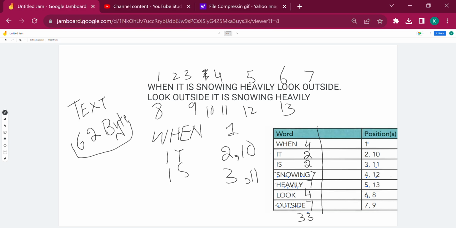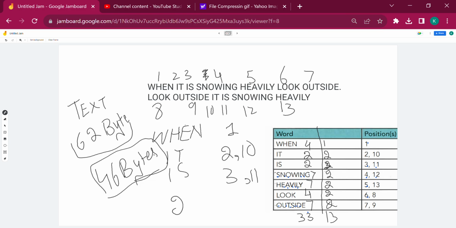And yes, we need to store the positions as well. So for storing the positions, I require 2 bytes for these positions, 3 bytes for these positions, 2 bytes for these positions, 2 bytes, and 2 bytes, 2 positions, 2 bytes, 2 positions, 2 bytes. So altogether it makes 1, 2, 4, 8, 6, 10, 12, 13. So 46 bytes. After applying this kind of compression, I can reduce the file size to 46 bytes. And if I calculate it in the form of percentage, it's 26%.